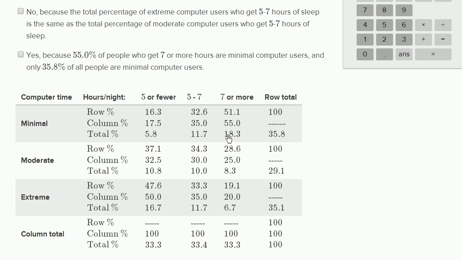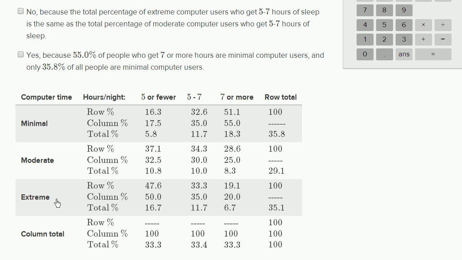So let's look at the choices. And before I even look at the choices, let's see if there's an association. It does look like, if you look at minimal computer users, only 16% get 5 or fewer hours. A higher percentage gets 5 to 7 hours, and 51%, the highest percentage, gets 7 or more. So for minimal computer users, the distribution is definitely weighted towards getting more sleep.